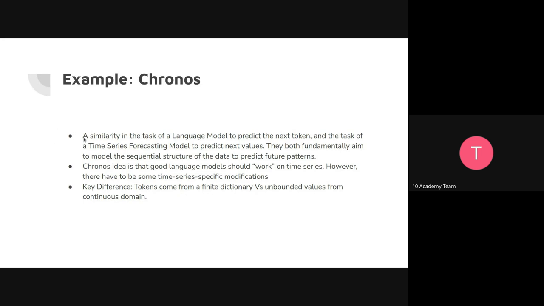As I said, they see a similarity between the task of a language model, to predict the next token, where the next token is a word or subword, and the task of a time series forecasting model, which is to predict the next value. They both fundamentally aim to model the sequential structure of data.